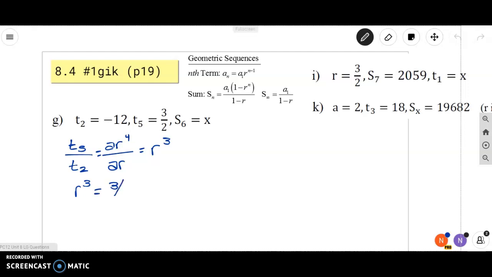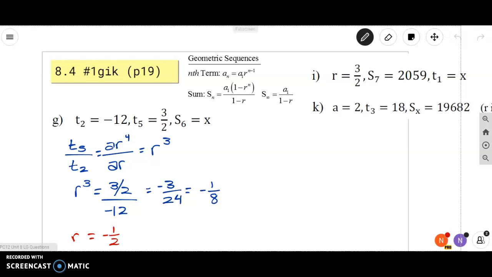T5 is 3 over 2, and T2 is negative 12. So we're doing 3 over 2 divided by negative 12, or times 1 over 12. We're going to get negative 3 over 24, which we can reduce to negative 1 over 8. The one thing we do have to be a little bit careful about is that's our value for r cubed. So we need to take a cube root of this for r. It's going to be negative a half.